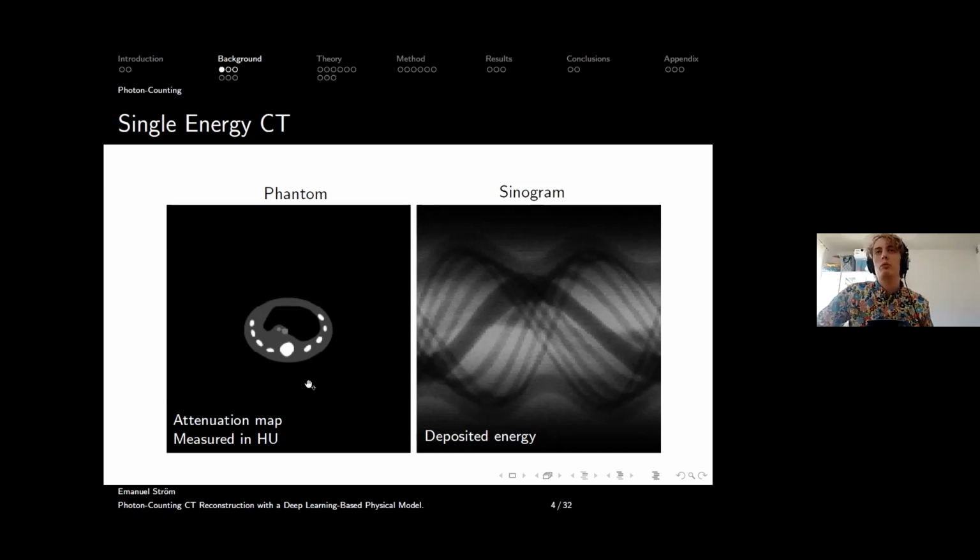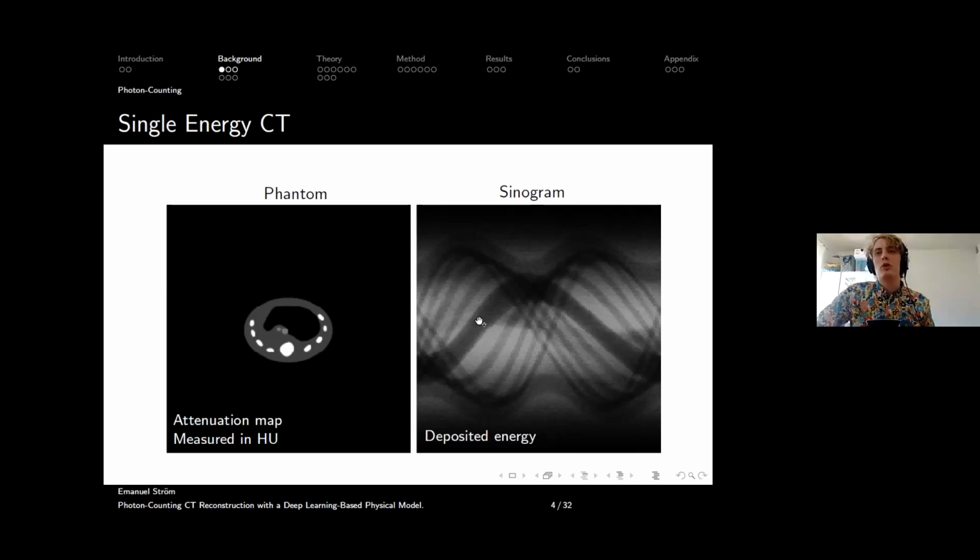When you do a measurement with computer tomography, most setups today are based on either single energy or some dual energy resolution. So essentially we're looking at black and white images. The measurement here is that each pixel is represented as the amount of energy that is deposited in some specific detector. So each of these pixels represents a detector, essentially.